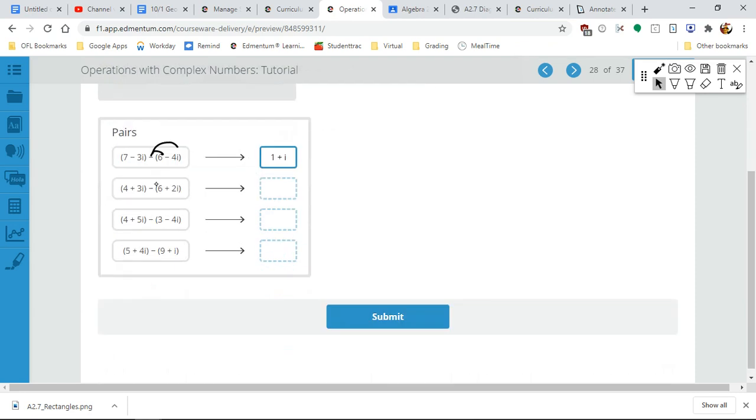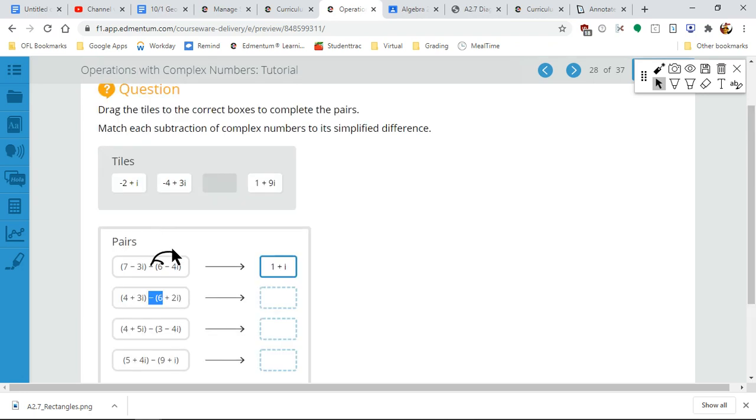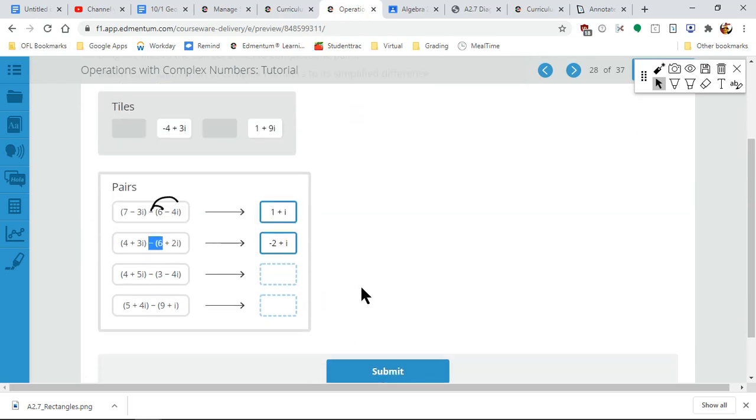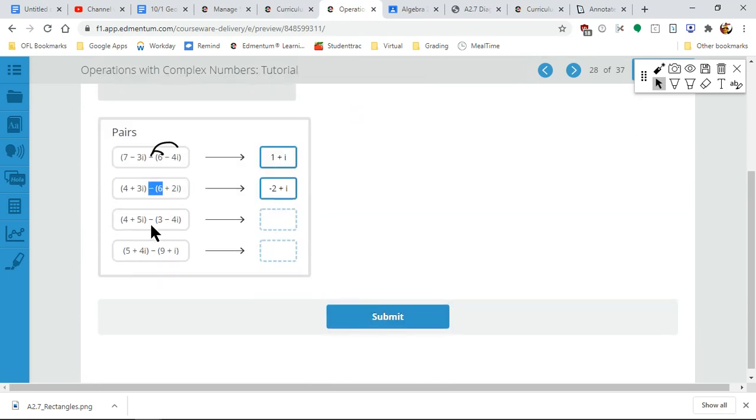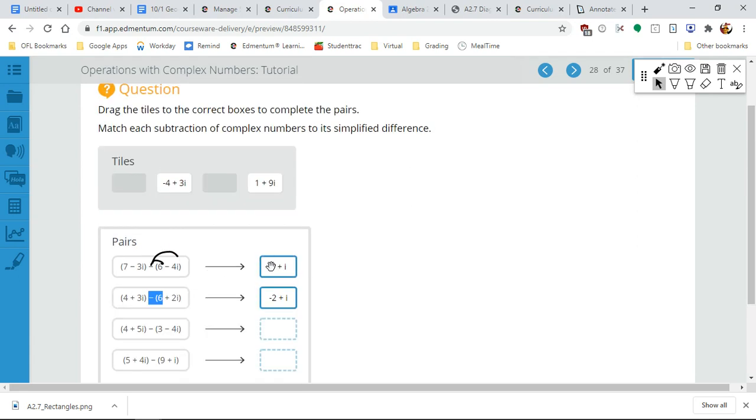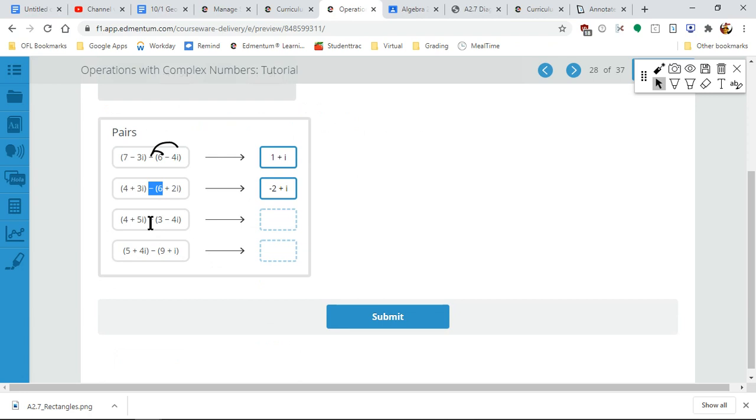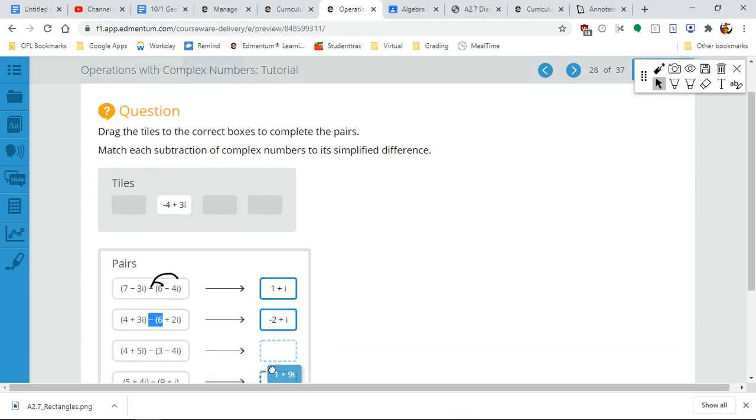Next one, we're going to distribute again. So we have a -6 because it gets distributed. So we have a -2 as the real number. They don't even try that hard. It's just right there. Then we're going to distribute this negative, so we get a +1. Oh, I guess in this one they did try a little bit. A negative and a negative makes a positive, so 5 plus 4 is going to be this 9.